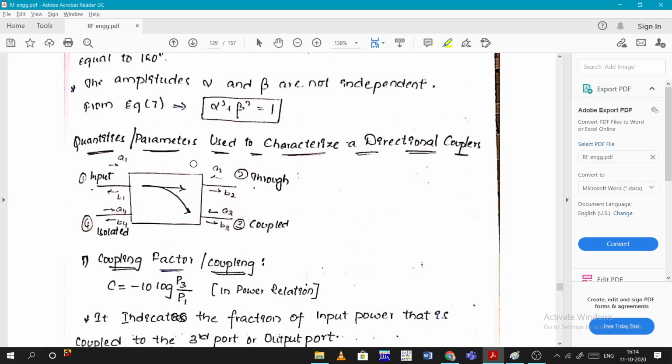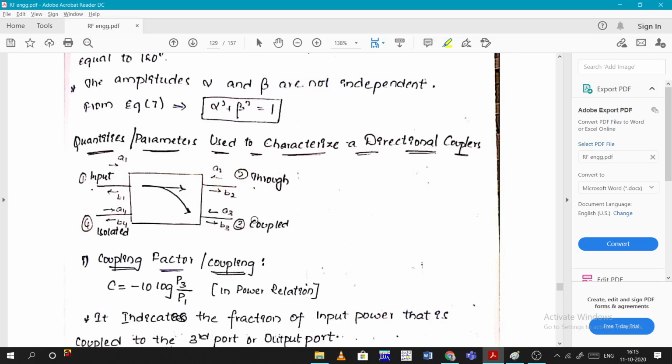Next, the quantities or parameters used to characterize a directional coupler. What are the things taken into account to define a directional coupler? One is the coupling factor. What is the coupling factor? In simple terms, it relates to the coupled port, the third port, when you take port 1 as the input. When I give input to the first port, the isolated port is port 4 and the coupled port is port 3.